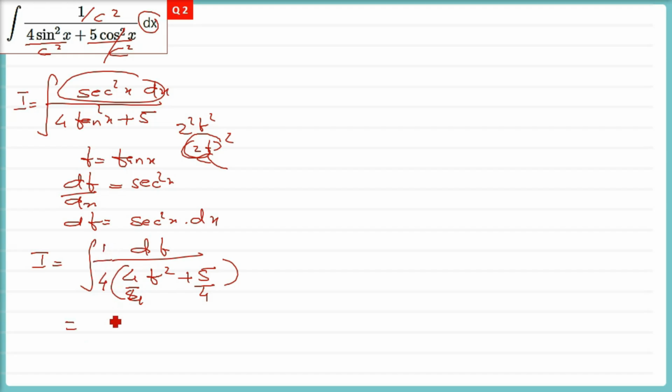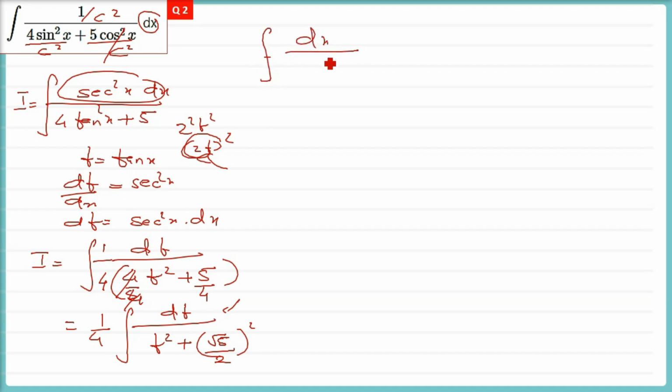So this 1 by 4 will come outside, and this is dt, and this 4 gets cancelled. So you have a t square. And then 5 by 4 we need to make as a perfect square. For that we will write root 5 whole square, and 4 of course will be 2 square. So root 5 by 2 whole square. So this direct result we already know. Let me show it to you again. Integration of dx by a square plus x square is 1 by a tan inverse x by a plus constant of integration. What is a here? A is root 5 by 2.